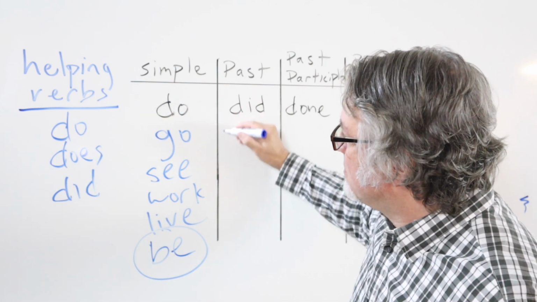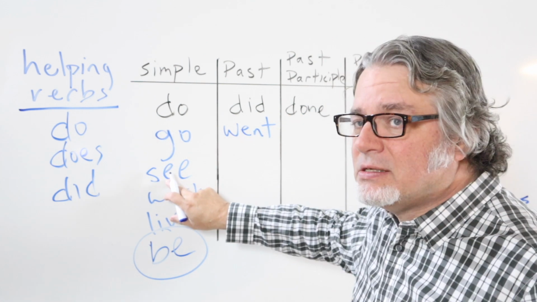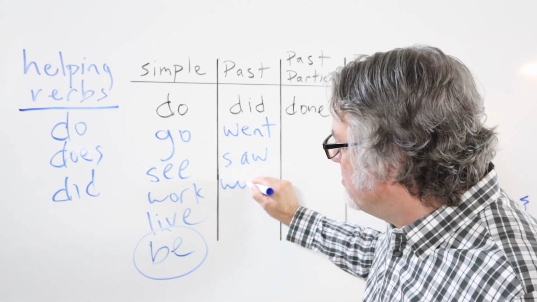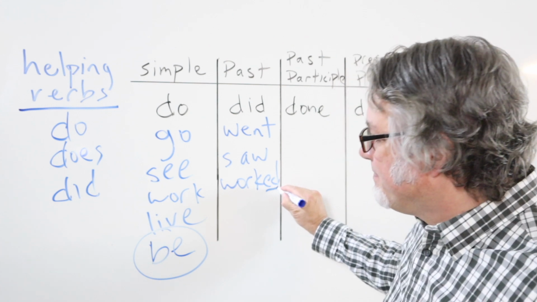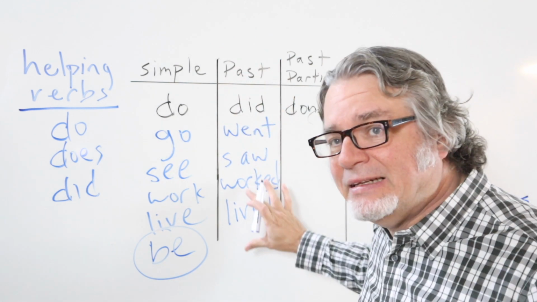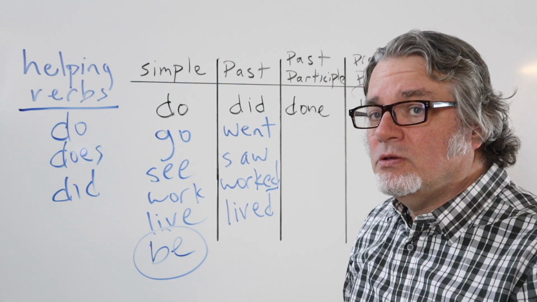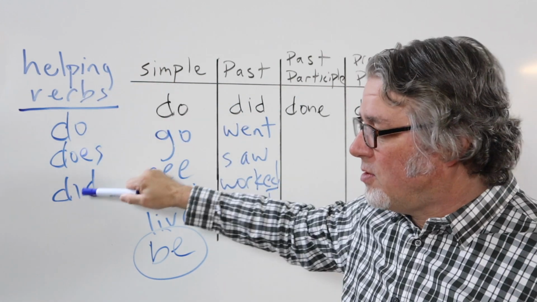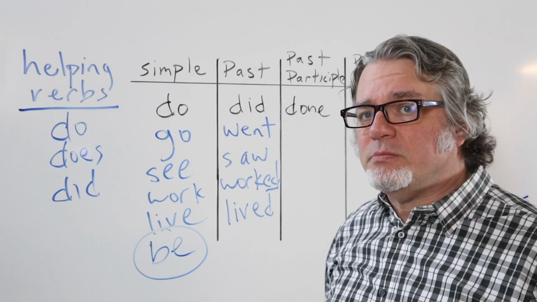Other verbs in the past tense: go becomes went, see becomes saw, work becomes worked. This is a regular verb. It ends in an ed. Live becomes lived. These can never be used with a helping verb. Use only the helping verb do, does, or did with the simple form of the main verb.